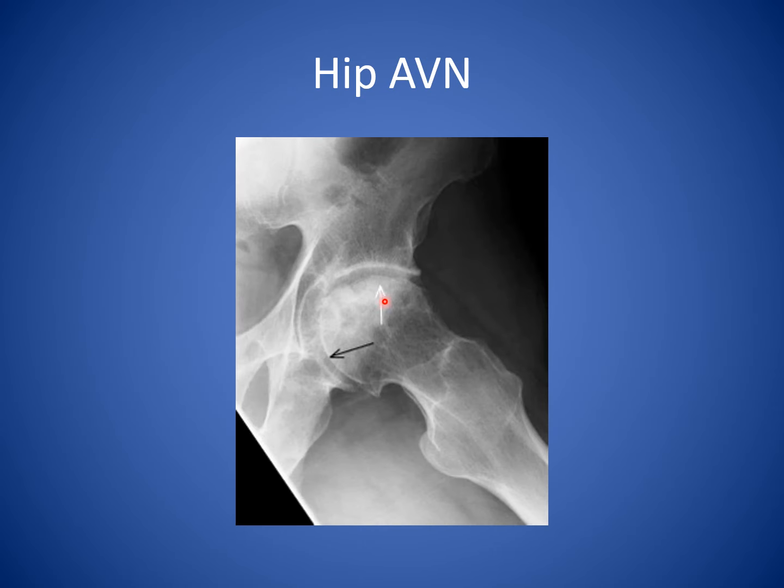Here is a lateral view of the hip, and you can see instead of being round like the front of the hip, it's eroded and flattened, and this is avascular necrosis, but arthritis can look very similar to this.